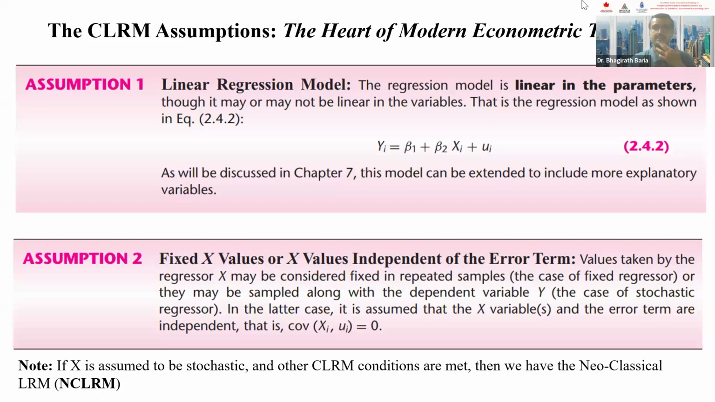The first assumption is that it should be a linear regression model. What do we mean by linear? Linear in parameters. So here you have an equation: Y is a function of beta1, beta2, X and ui. X is linear, betas are also linear. But you can also have x square here, and still it will be a linear regression model in econometrics. Why? Because the betas are still linear. But if you have y equal to beta1 plus beta2 squared times x, x is still linear, but beta2 is squared, so now it is a non-linear regression model.